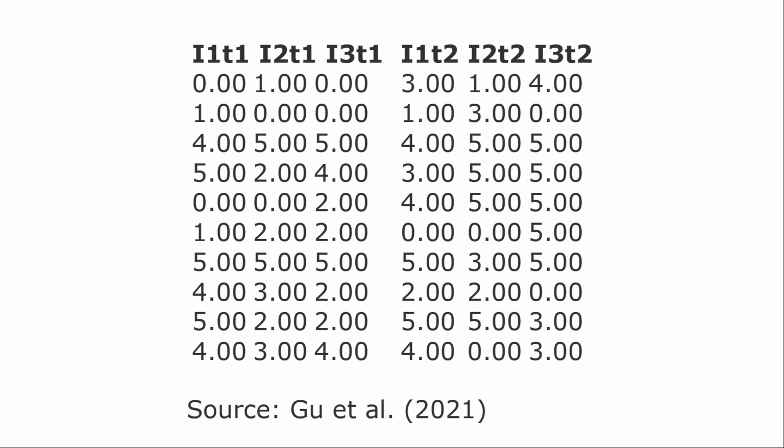So we have 3 items and 2 time points. Each item is measured at the first time point and at the second time point. And for a difference score, we would calculate the scale for the first time point and for the second time point, and then subtract the first time point scale value from the second time point value.